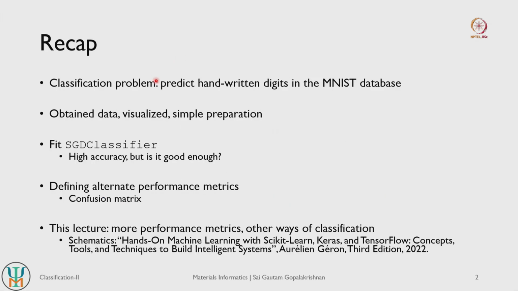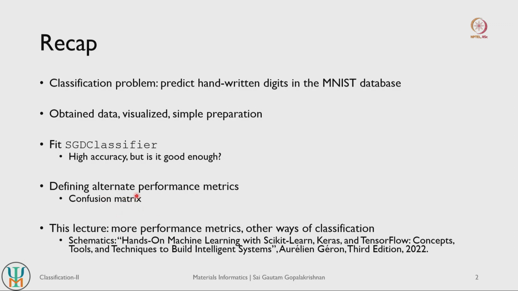Just as a recap, in the last lecture we set up our classification problem, which is predicting handwritten digits within our MNIST database. We obtained the data, we visualized the data, and we did very simple preparation of data before fitting a simple classification model. This model gave high accuracy, but we wanted to see whether accuracy is good enough as a performance metric. So we defined a few alternative performance metrics, and we defined what is referred to as a confusion matrix.